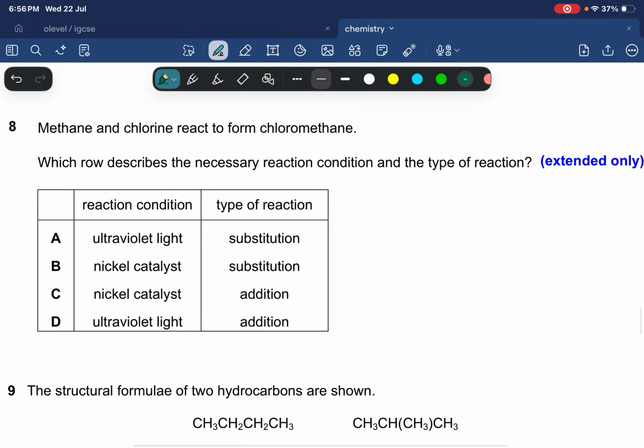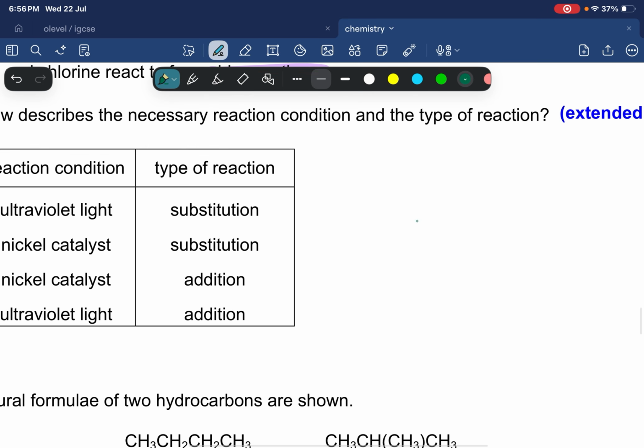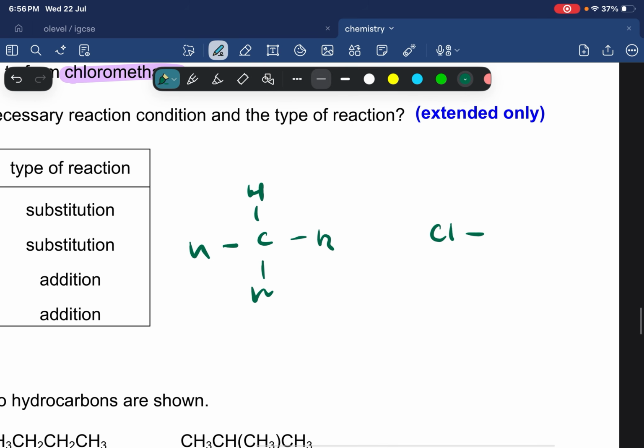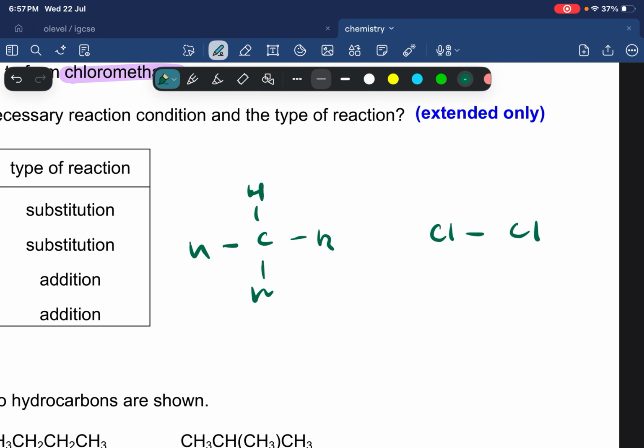Coming on to paper 2, which is only for the extended candidates. Methane and chlorine react to form chloromethane. Yeah, we know this. Here you have your carbon and 4 hydrogens like this, and then you have your chlorine, which is ClCl. You might think, how come chlorine is getting added when you have no double bond? You're correct, but there's no addition happening over here. There is going to be a process.